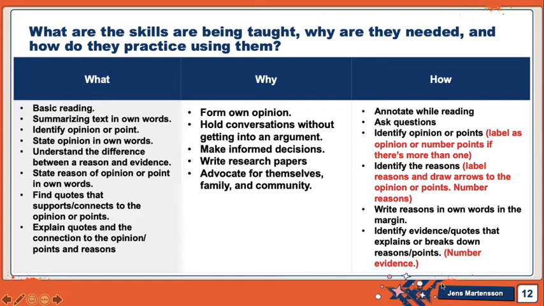So as they're reading, they can actually put a square around it or draw an arrow to the side and say, here's their opinion, here's their point, and number that. Here's opinion 1 or here's point number 1. Identify the reasons. When they're doing this, they should be able to, again, label that this is a reason and then draw to the opinion or the point that the reason is supporting. They should be able to write the reasons in their own words in the margin. So once they find the reason in their own words, be able to say this is their reason why they believe this. Identify evidence, quote, that explains or breaks down the reasons or points.